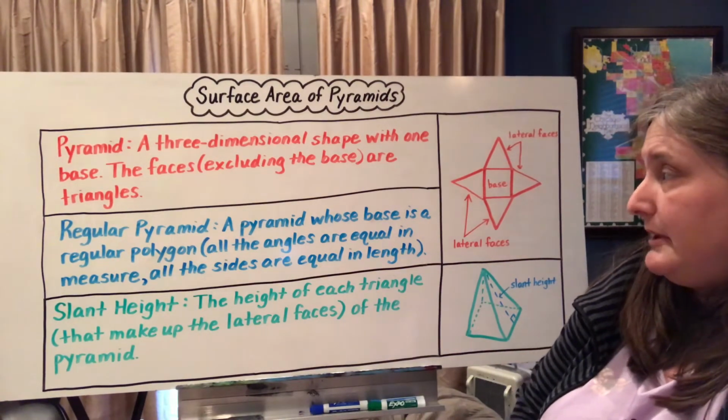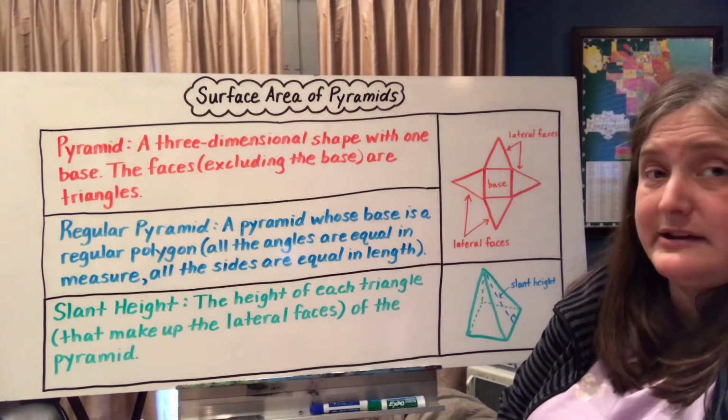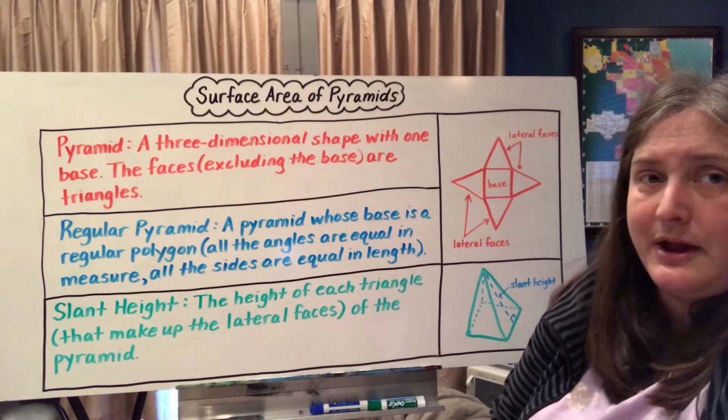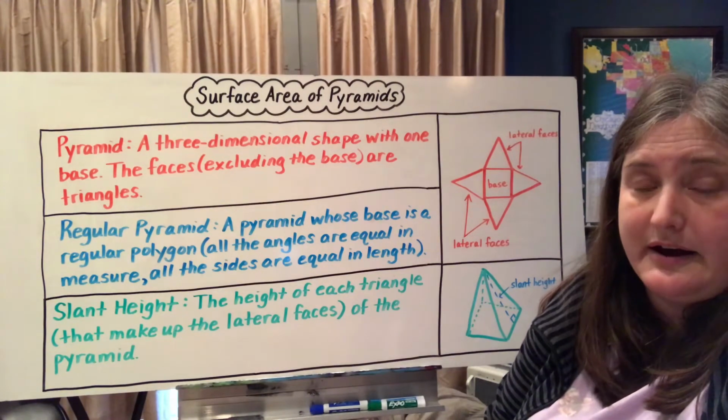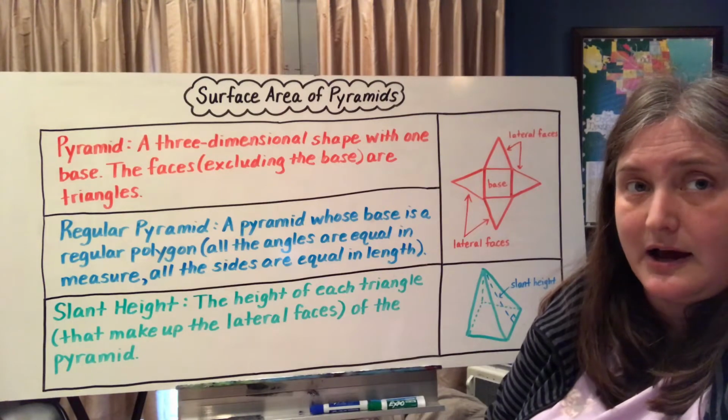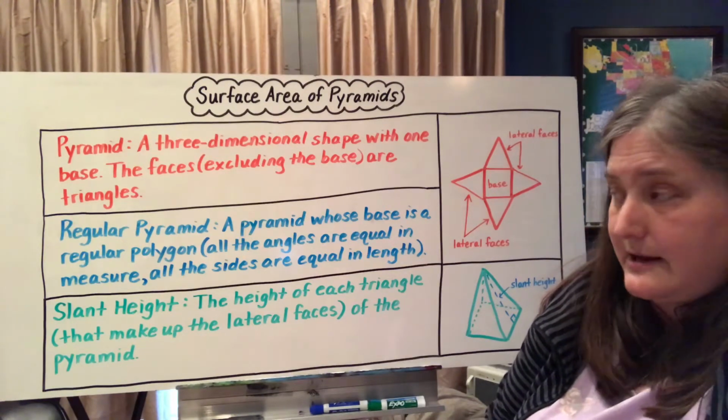A regular pyramid has a base that is a regular polygon. And regular polygon means that all the sides and all the angles of that polygon measure exactly the same.